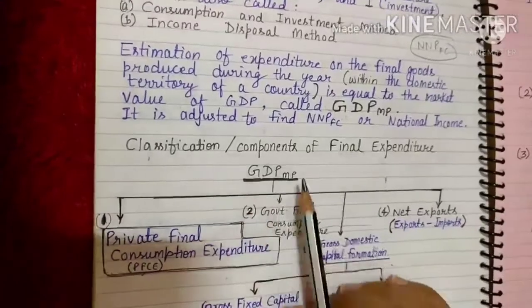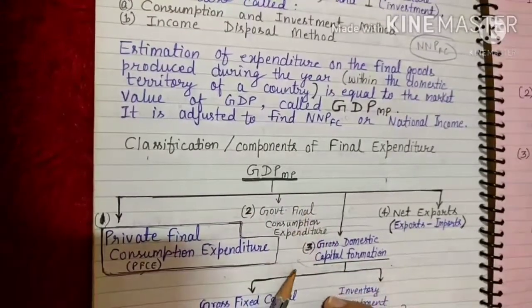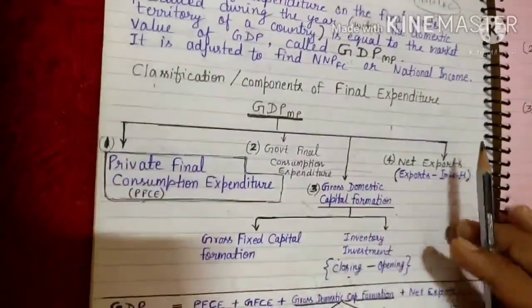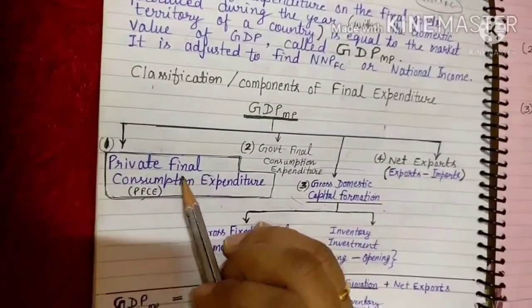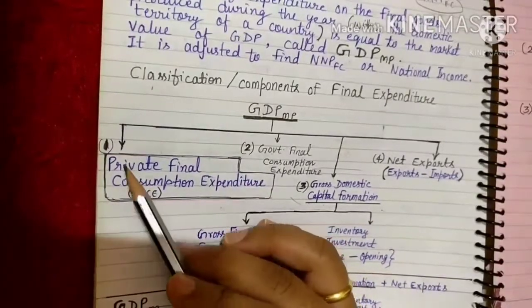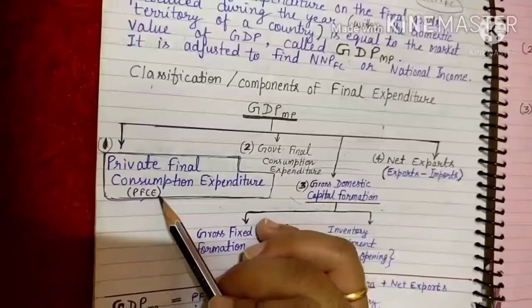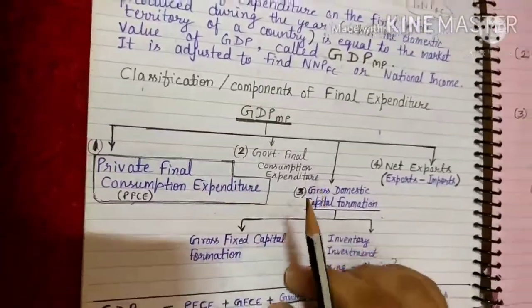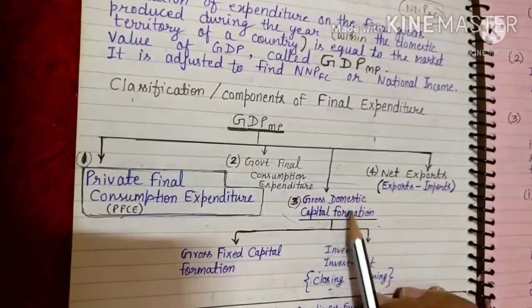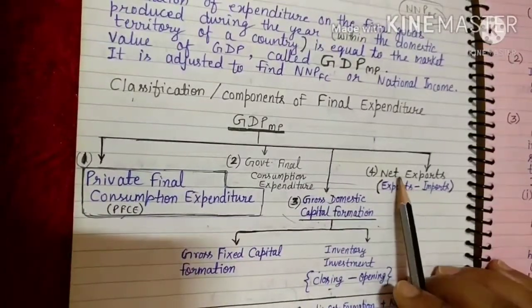So how can we find this GDP at MP? For finding GDP at MP, we have to categorize our expenditure into 4 types. First is private final consumption expenditure, which we can call PFCE: P for private, F for final, C for consumption, and E for expenditure. Second is government final consumption expenditure. Third is gross domestic capital formation, and last is net export.